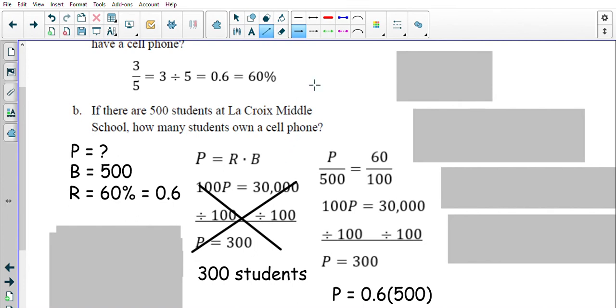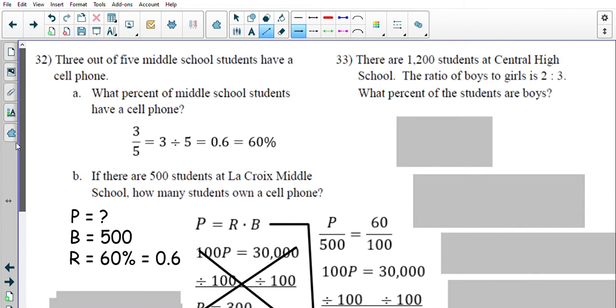This would be our percent equation work. So let me go ahead and pull this stuff up. There we go. So my bad. It happens sometimes. 300 students either way. Let's take a look at 33.